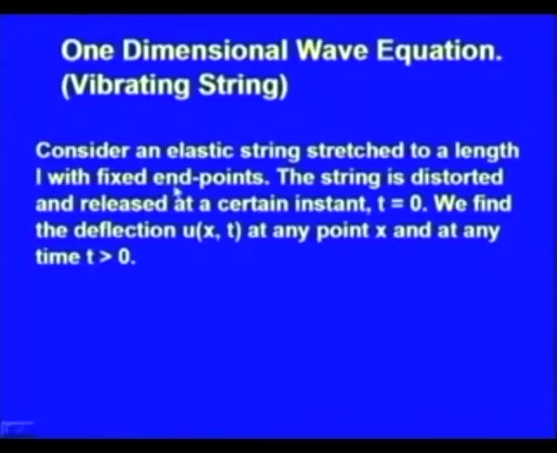Let us consider an elastic string stretched to a length L with fixed endpoints. The string is distorted and released at a certain instant. We take that instant as t equal to 0, and then we will discuss the deflection which we denote by u(x,t) at any point x and at a time t greater than 0 of the string.